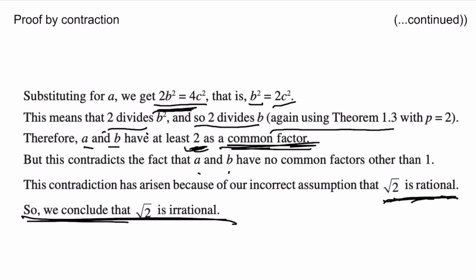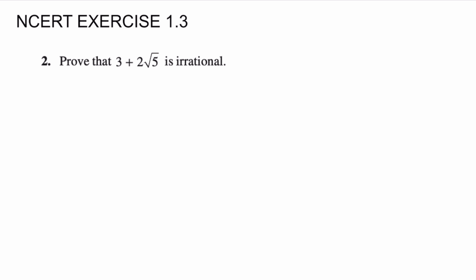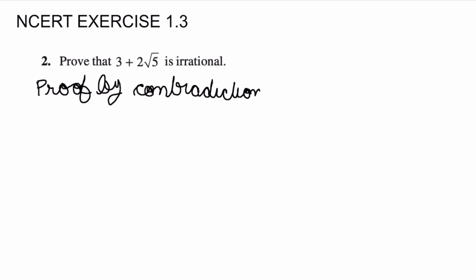Great. Now let's move on to the next question. So here it states: prove that 3 plus 2 root 5 is irrational. Okay. So now again we are going to try to do it by contradiction. Proof by contradiction. Now here, let 3 plus 2 root 5 be rational.